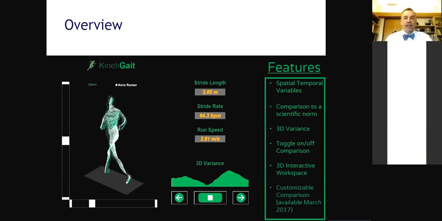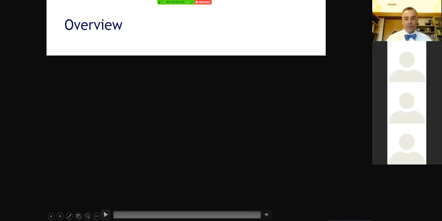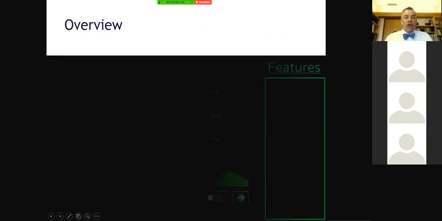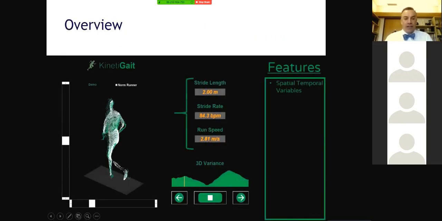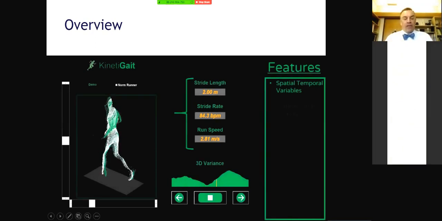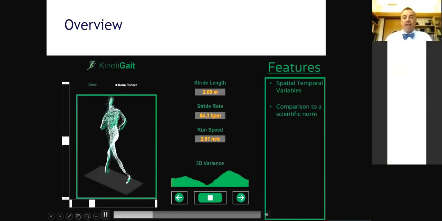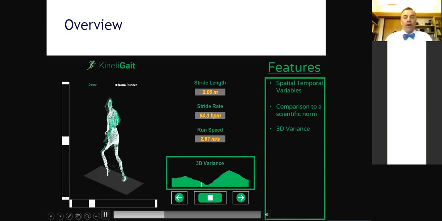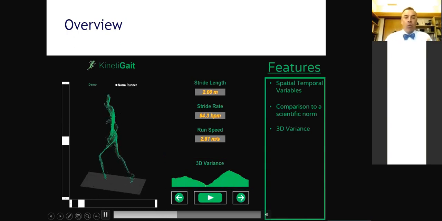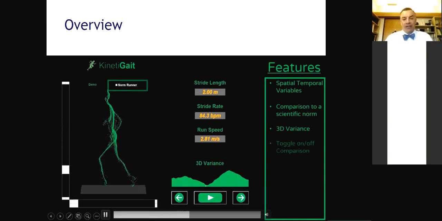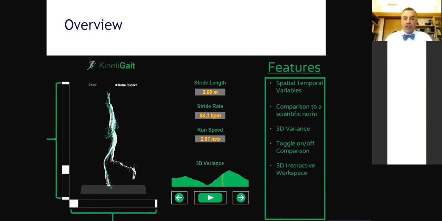Think about it as a very expensive scientific, let's just play that again. So you can think of norm as a very scientific yardstick to compare the runner against. And by doing so, and looking at this 3D workspace, we can calculate 3D variance, or how much does this runner vary from the norm, and at what specific point in the gait cycle is that happening. And we're going to talk a lot about 3D variance here in clinical interpretation in just a moment.